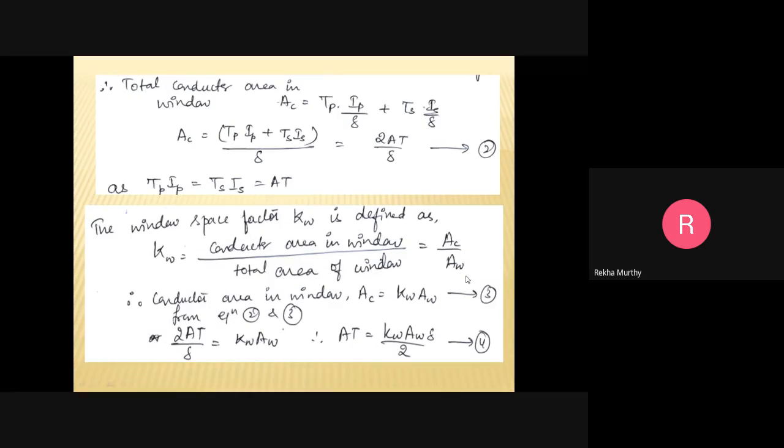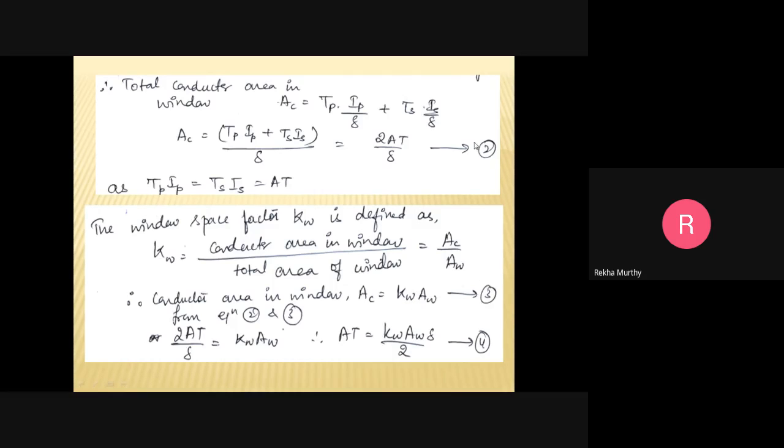Now, we intend to find out the formula for ampere turns. Still, we have not obtained it. Here you can see that ampere turns can be written as AC into delta divided by 2. But you don't know what AC is. To know AC, we should know the KW formula. KW, window space factor, is AC by AW. Therefore, AC is equal to KW into AW.